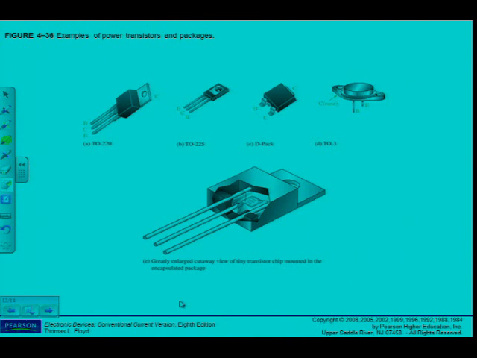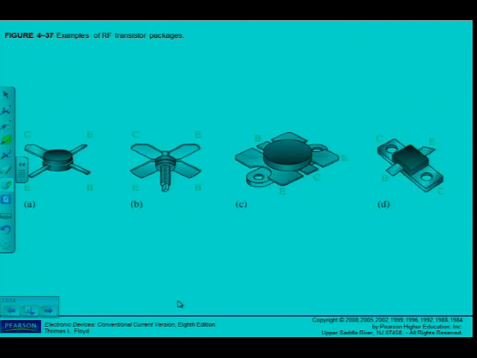Right, now the last category, RF transistors. RF transistors are designed to operate at extremely high frequencies and are commonly used for various purposes in communication systems and other high frequency applications. Their unusual shapes and lead configurations are designed to optimize certain high frequency parameters.